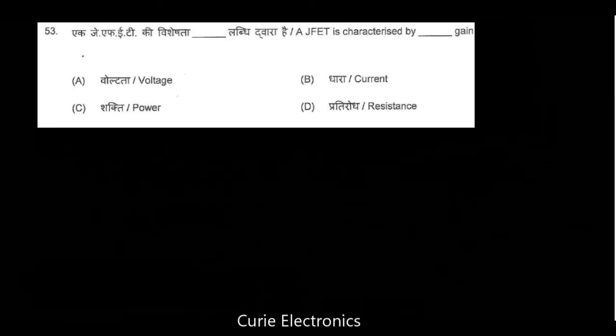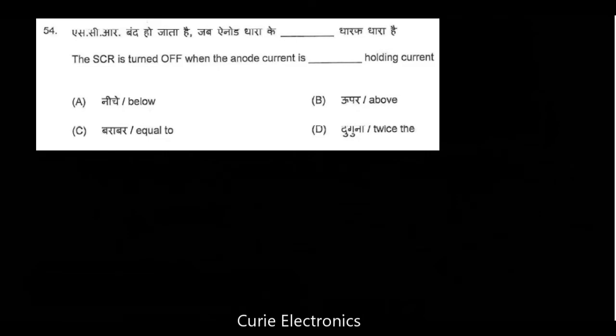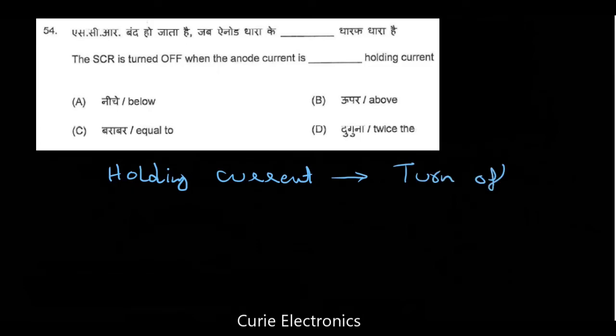A JFET is characterized by dash gain. It is voltage gain. Okay, JFET is characterized by voltage gain. The SCR is turned off when the anode current is dash holding current. See, there are two currents related to SCR. Holding current. This is the current used to turn off. To specify the turn off of SCR, we use holding current.